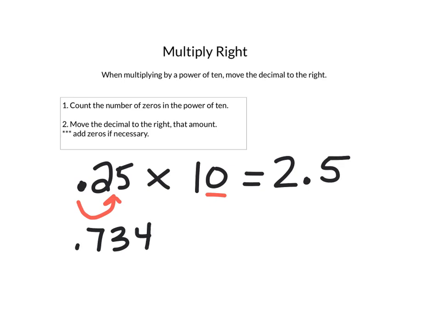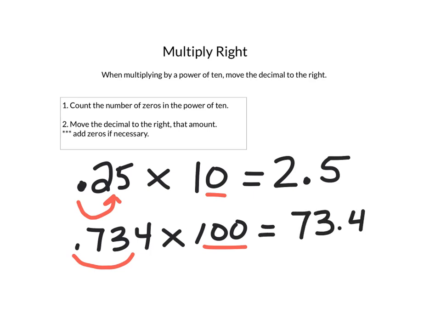Let's look at 0.734 times 100. I have 2 places. That means my decimal point moves 2 places to the right. I jumped over 2 numbers, and I have 73.4.